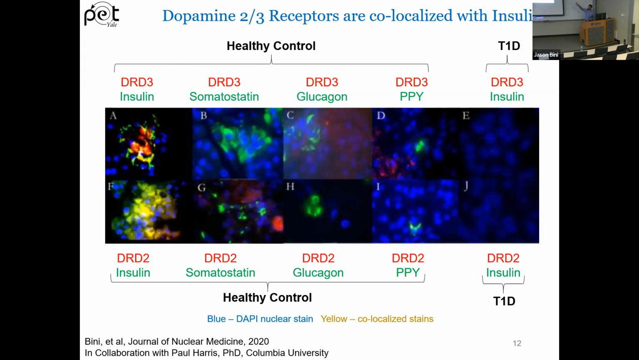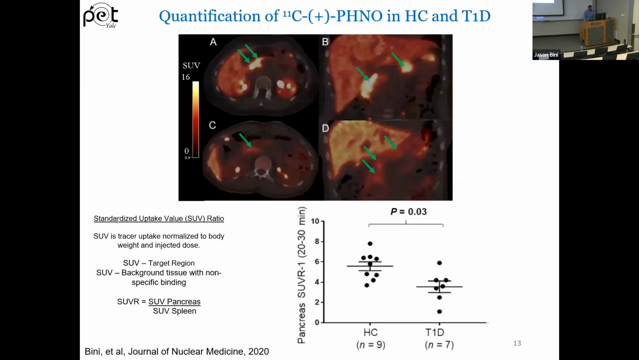And then when we looked at a small sample of type 1 diabetic tissue that we had, there was no insulin and no D2 and D3 co-localization. So we think that this loss of insulin is also a loss of these dopamine receptors, at least in this small staining that we did. And then if we look at the comparison between type 1 and healthy controls, we see similar reduction in the type 1 diabetics that we saw in some of the other studies.